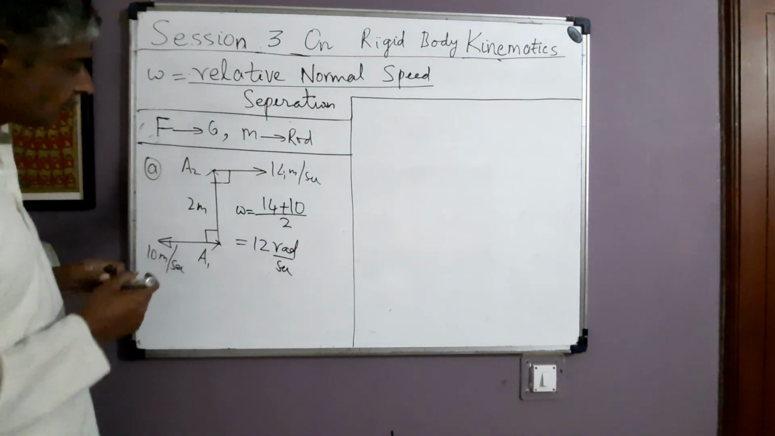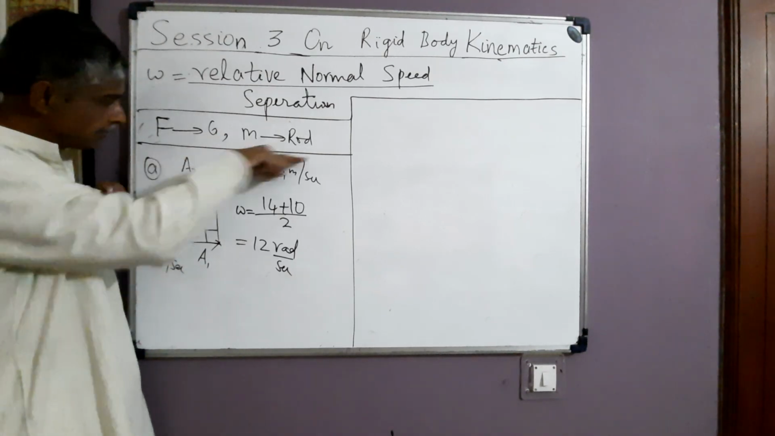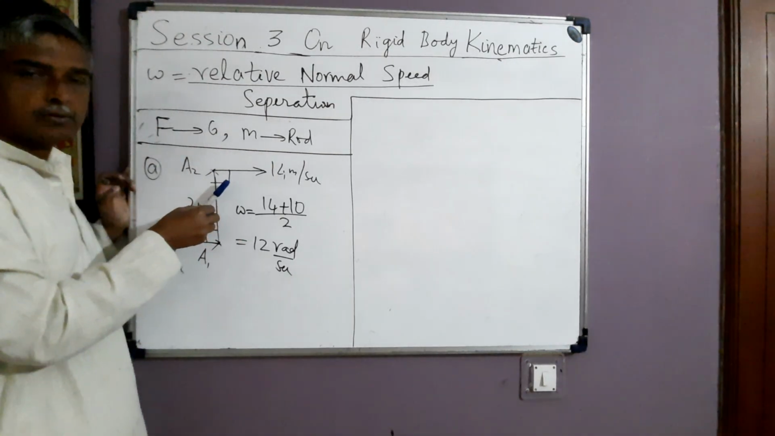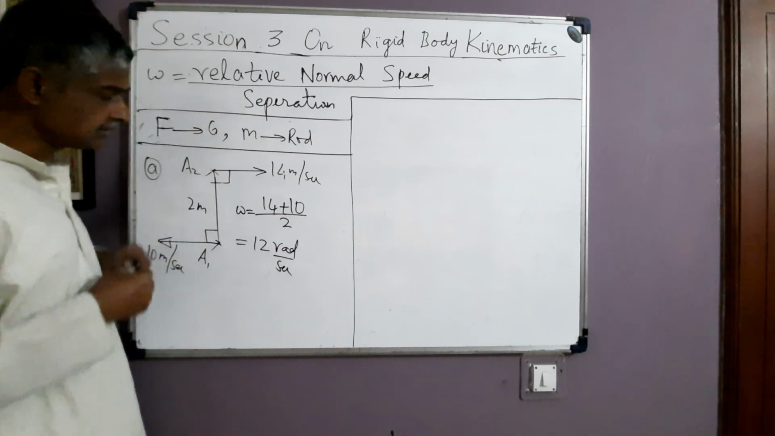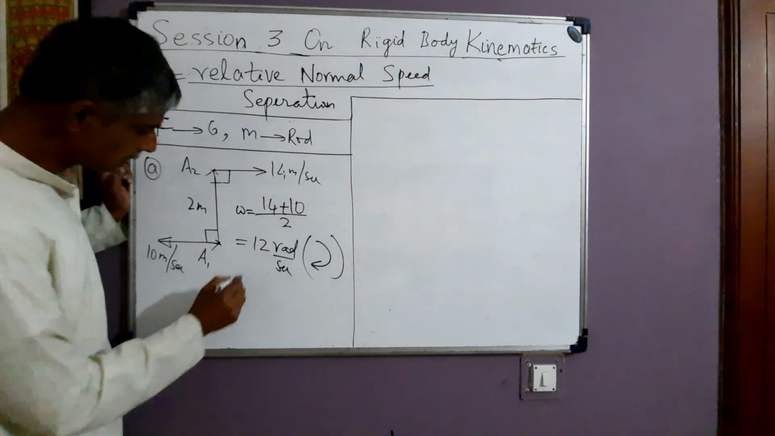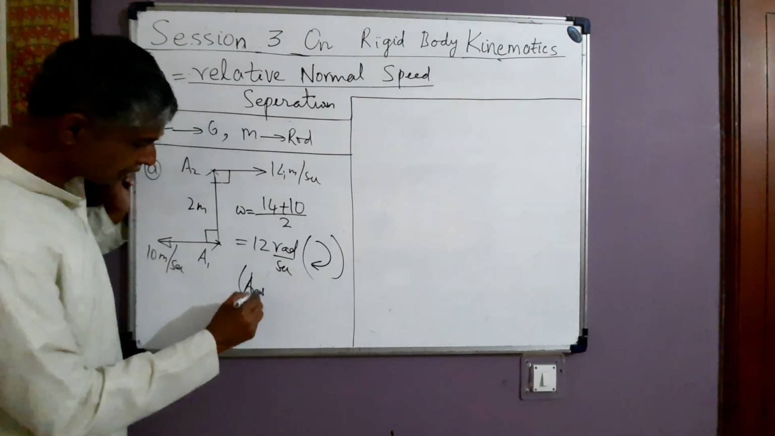Now what is the sense of omega? You can see this is going rightwards, this is going leftwards. So after a short time, the rod will become something like this. It will tend to rotate in a clockwise sense. So the sense of omega is also clockwise. This is the answer to part A of the question.